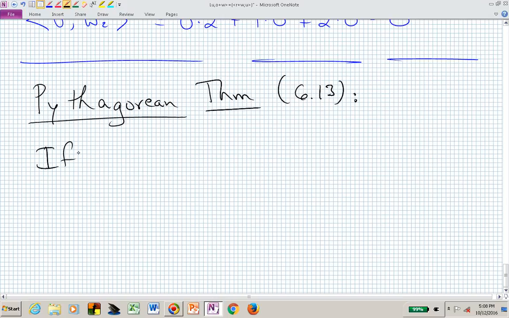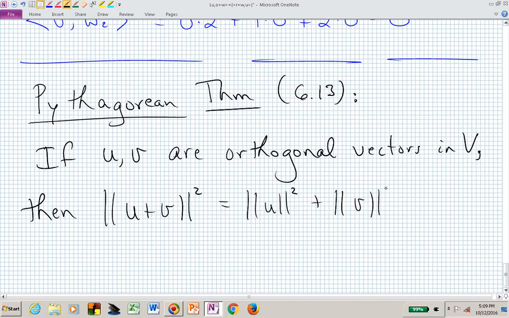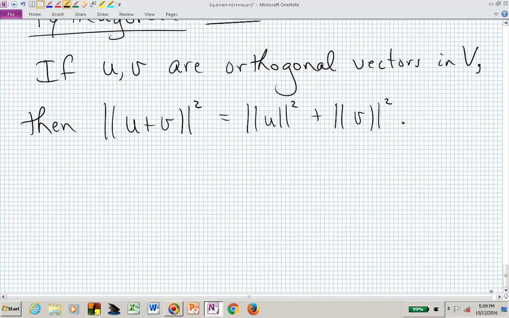And that says that if we have two vectors, u and v, in our vector space capital V, and they are orthogonal, then if we take the norm of their sum and square it, that's going to be the same as taking the square of the norm of u plus the square of the norm of v. And we can now prove that, knowing what we know about norms and inner products and orthogonality. Our assumption in this theorem is that u and v are orthogonal.